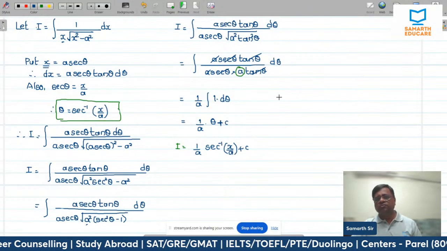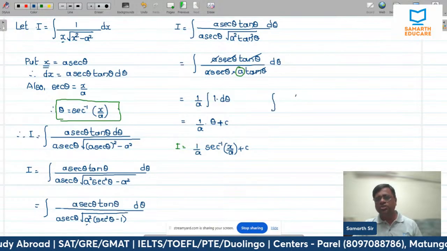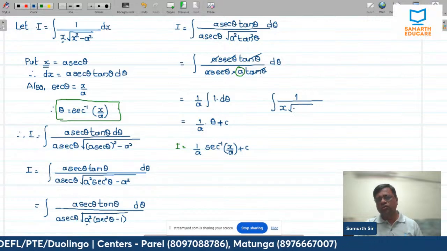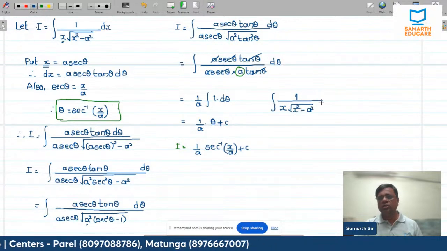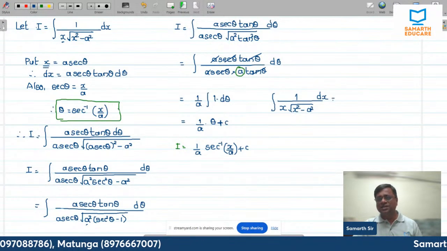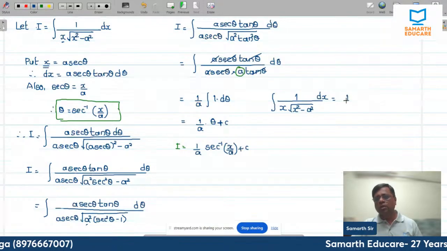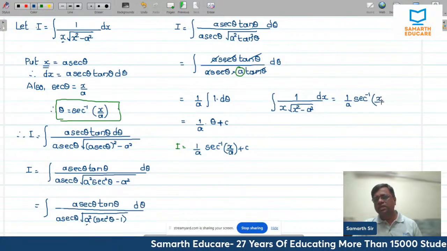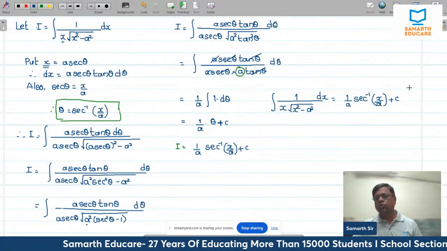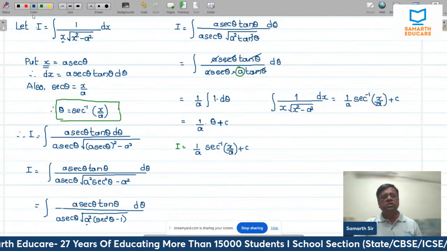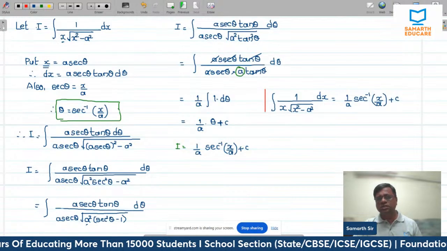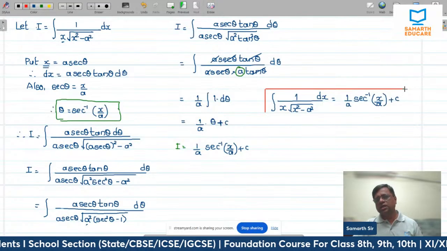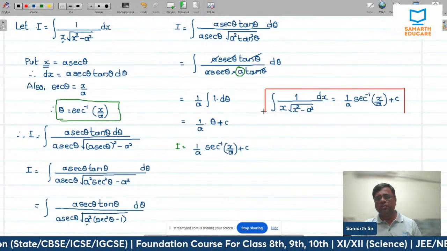Finally, my final step, integration of 1 upon x into root of x square minus a square dx is a standard form, 1 upon a sec inverse x upon a plus c. Okay, so this is the last of this series. मतलब ये जो फॉर्मेट है इसका ये लास्ट फोर्थ वन हमने किया.